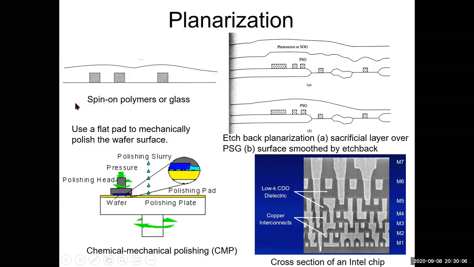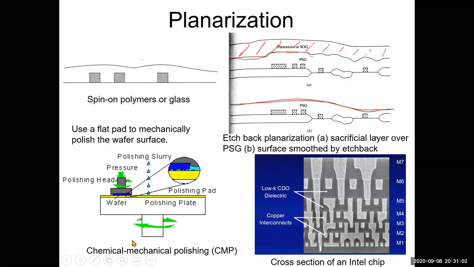But in the old days, people used spin-on polymers or glass to planarize the surface. And sometimes etch back can be used to planarize the surface. This top layer is the spin-on photoresist or glass layer, and this layer is etched back. Then the bottom surface is the original surface, which is pretty rough. Now it is planarized. But we can see that this method only provides a limited degree of planarization.